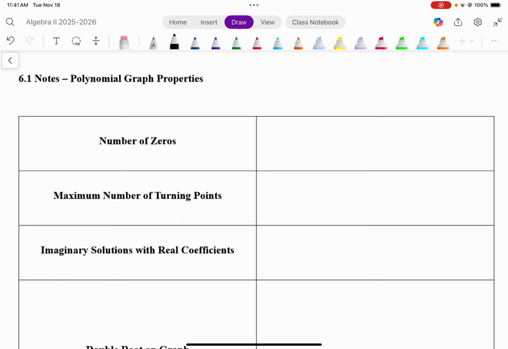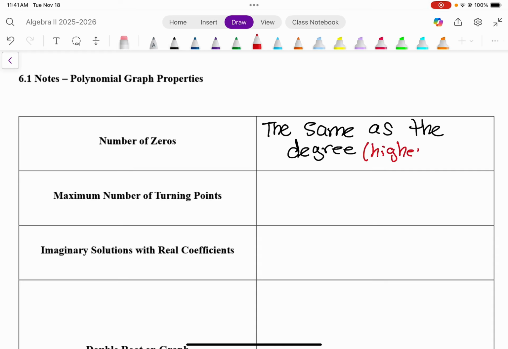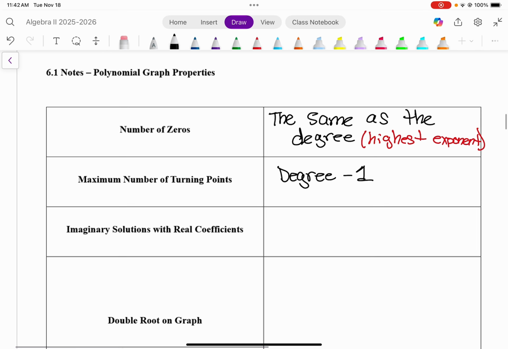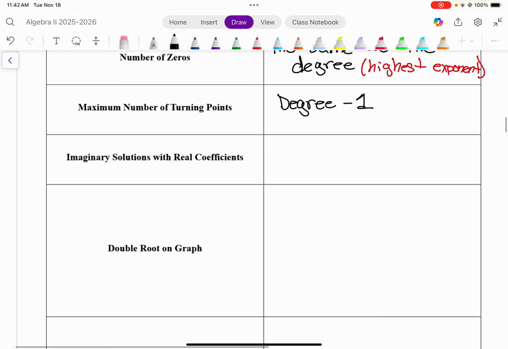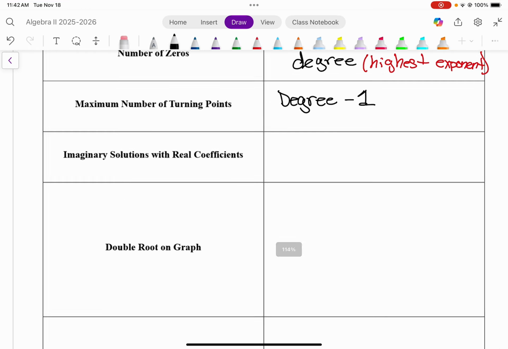Hopefully you know that. That is the same as the degree. And remember, the degree is the highest exponent. So if the highest exponent is 4, that means your question would have 4 answers. For the maximum number of turning points, you take the degree and then you subtract 1. So again, if your degree is 4, the maximum number of turning points you could have is 3. It doesn't mean it has to have 3, it means it could have 3 turning points.